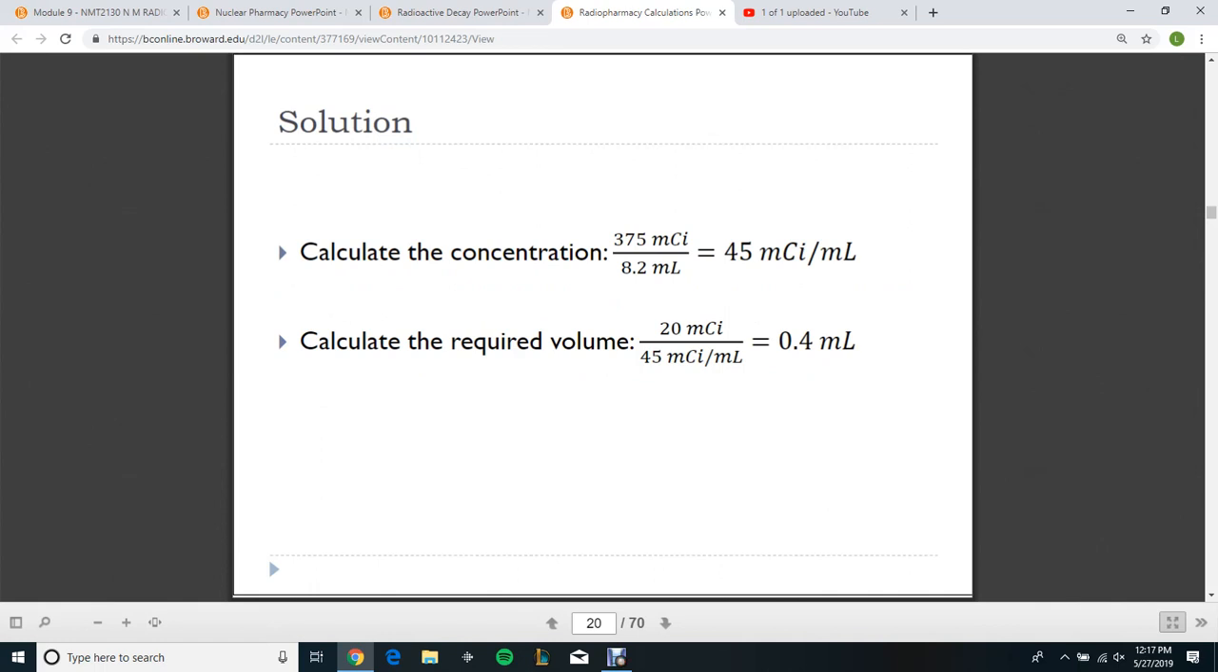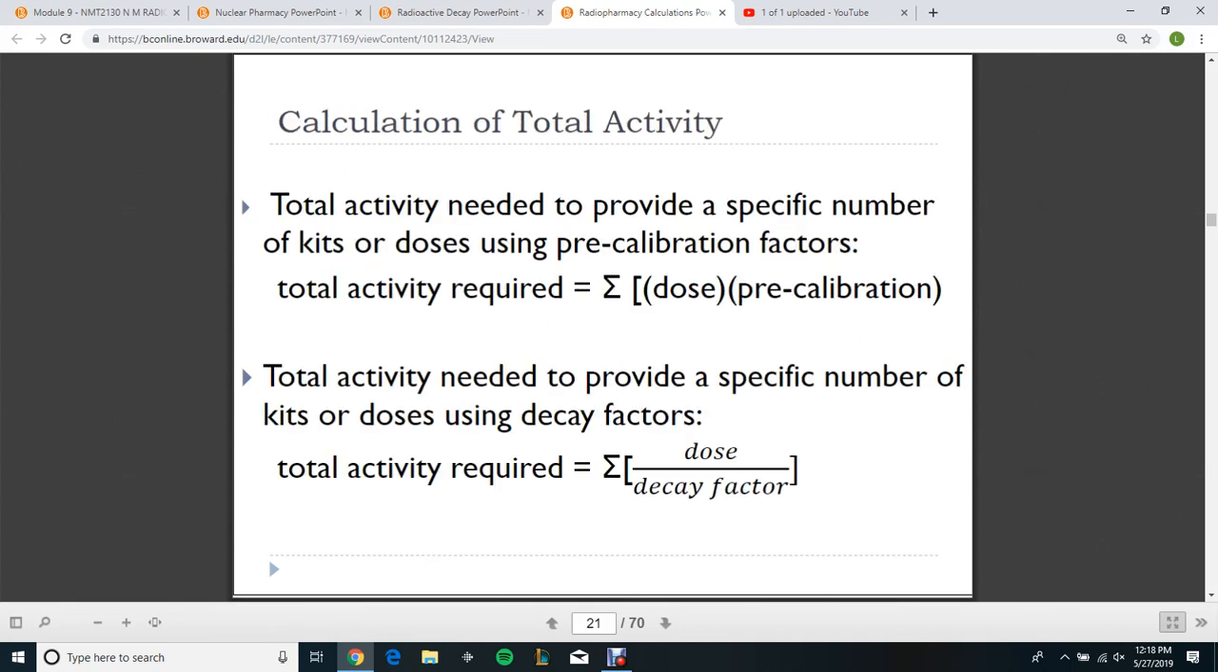Calculate the concentration, which is 375 millicuries divided by 8.2 ml, equal to 45 millicuries per ml. Then you calculate the required volume. So 20 millicuries divided by 45 millicuries per ml is equal to 0.4 ml.